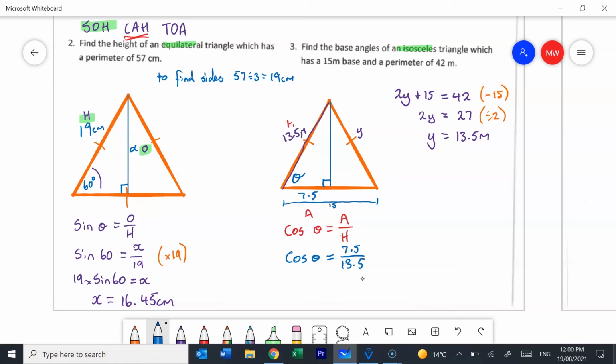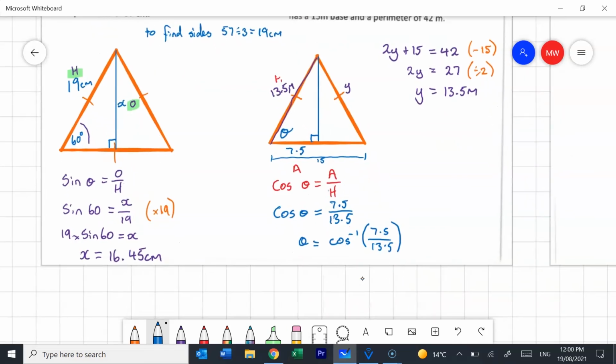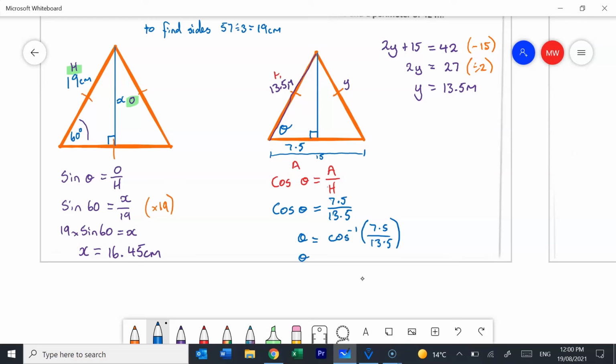But I don't want cos theta, I want theta by itself. So theta is going to be inverse cos 7.5 over 13.5, which you guys can pop into your calculators, and you will find that the base angles are each 56.25 degrees. That's not a great looking 5. I'll just touch that up. And that one's solved. Let's roll on.